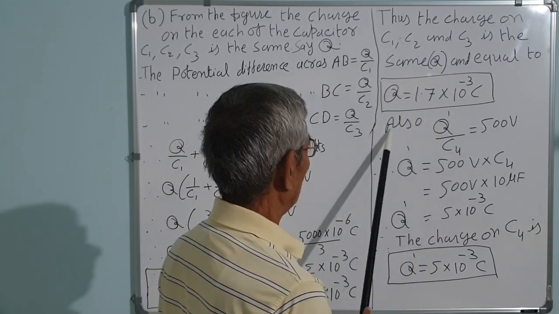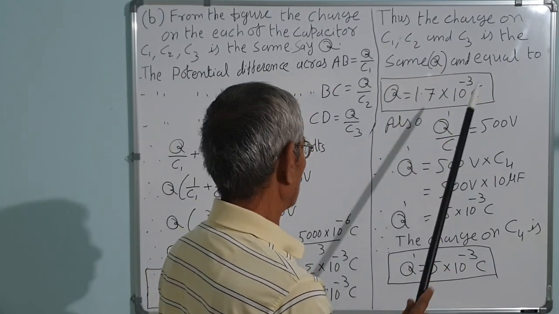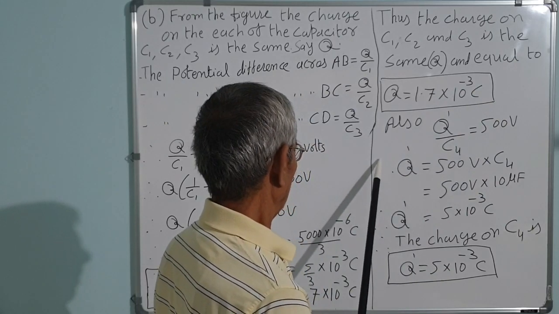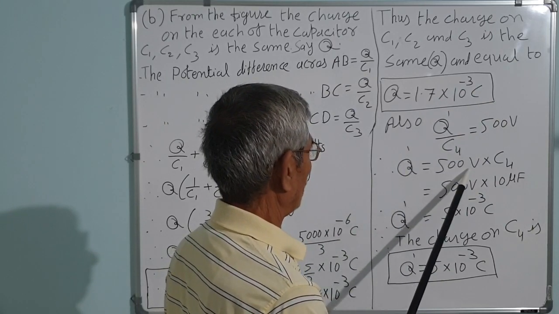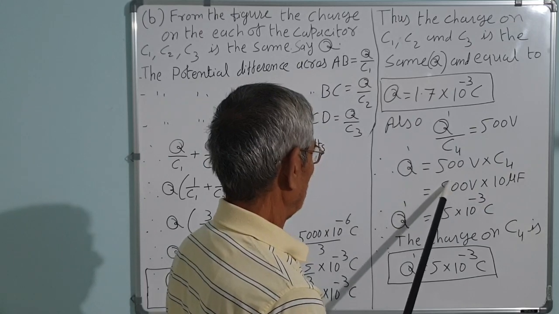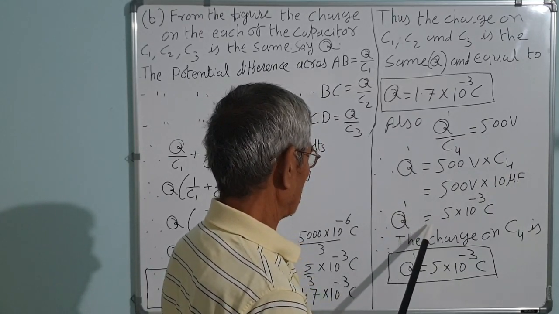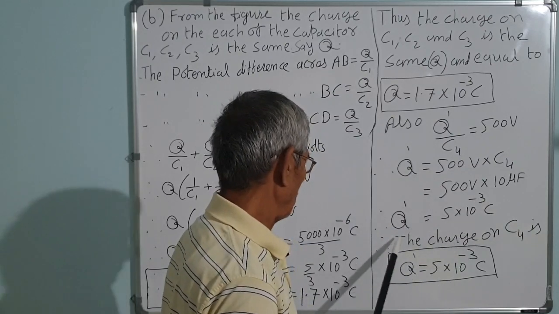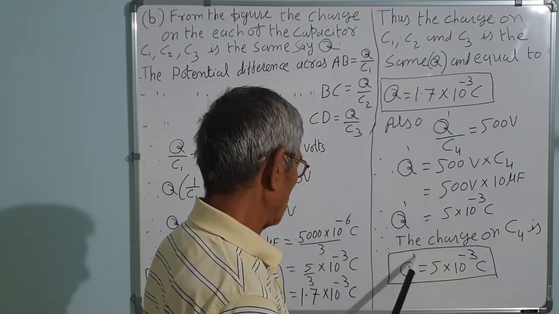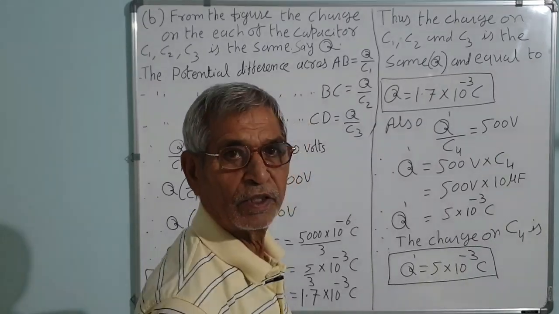Also, Q dash upon C4 is equal to 500 volts, since they are in parallel. Therefore, Q dash is equal to 500 volts into C4, that is 500 volts into 10 microfarad. Therefore, Q dash is equal to 5 into 10 to the minus 3 coulomb. Therefore, the charge on C4 is Q dash equal to 5 into 10 to the minus 3 coulomb.